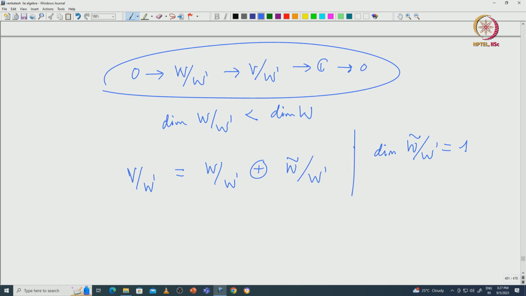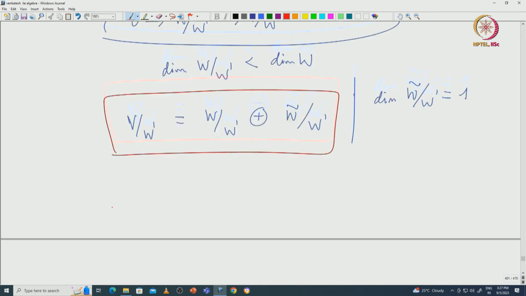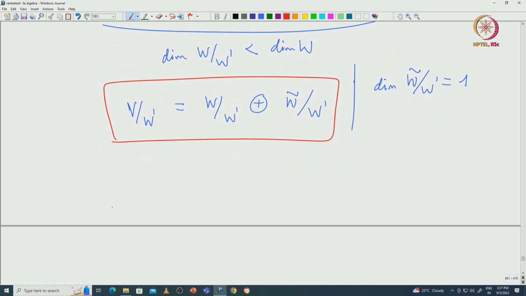So, now we have this information, let us keep this aside. Now we can use this W dash and W tilde and make another short exact sequence. Okay. So, we have another short exact sequence given by W dash sitting inside W tilde, and then you take the quotient, which is W tilde modulo W dash, which is one dimensional.